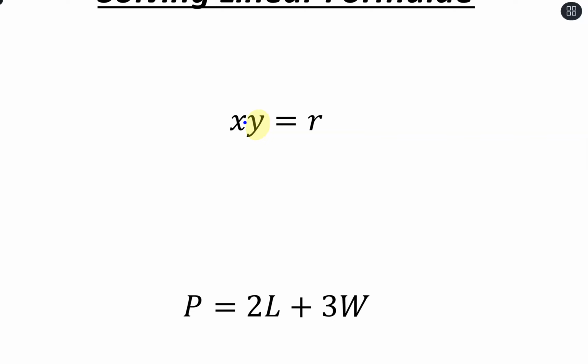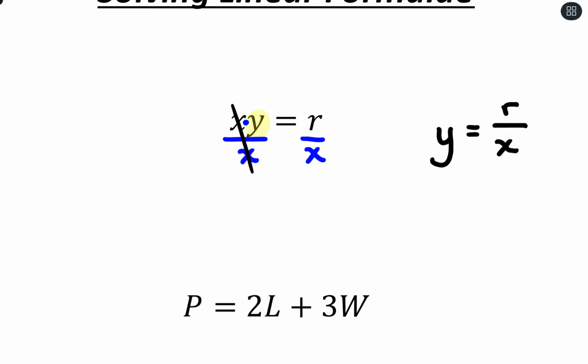So right now it's being multiplied by x, and I want to undo that multiplication, which we can always undo with division. If I divide both sides by x, that would get me y alone on one side of the equation, because those will just turn into a 1, and then I would be left with r divided by x.